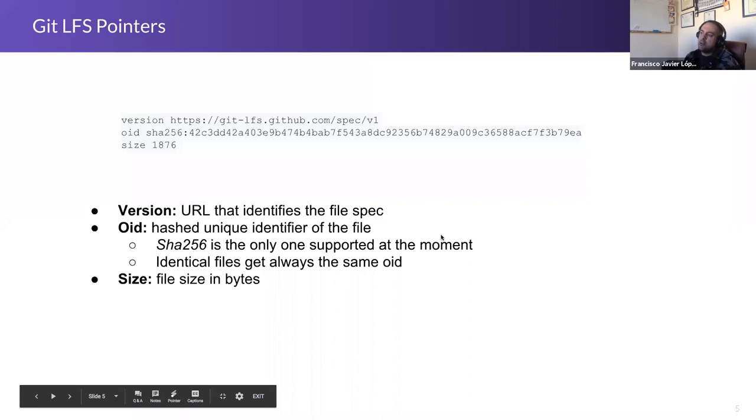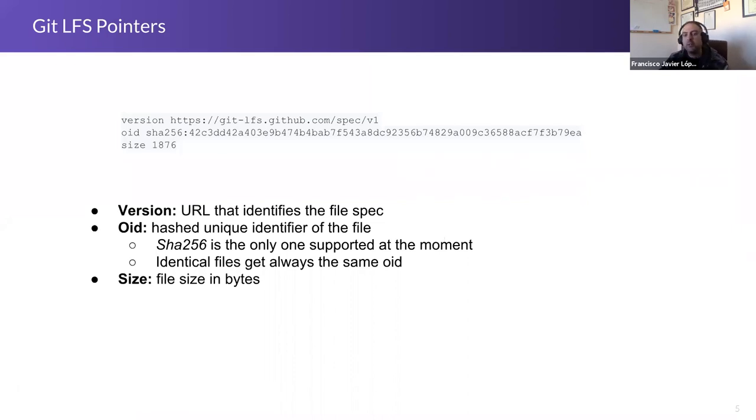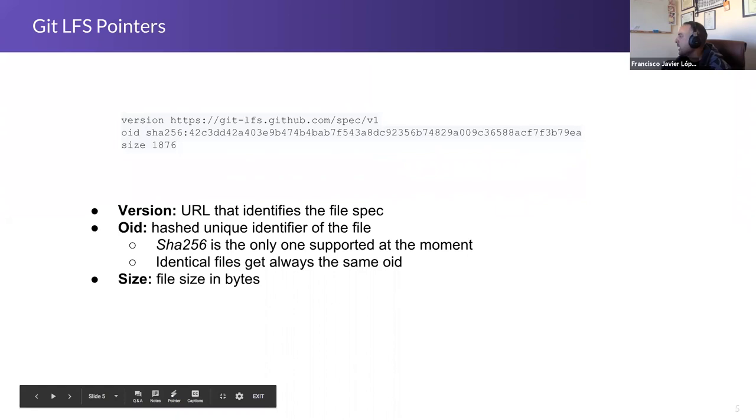This is what a Git LFS pointer looks like. There are only three mandatory params. The first one is the version, a URL that identifies the spec used to generate this text pointer. The second param is the OID, which is a hash identifier of the file. At the moment, only SHA-256 is supported, and obviously two identical files always get the same OID. Finally, we have the size, the file size in bytes.